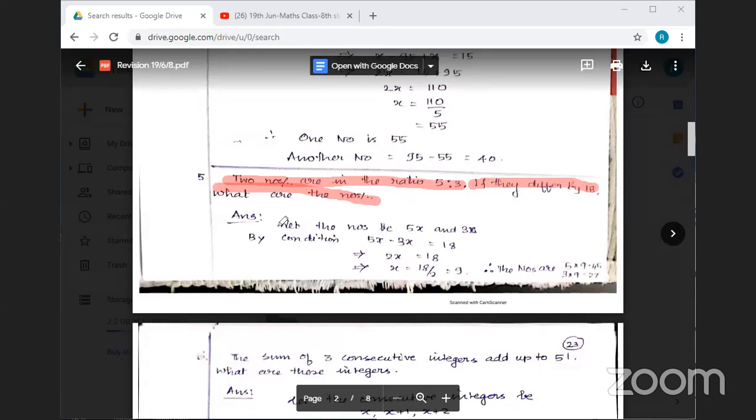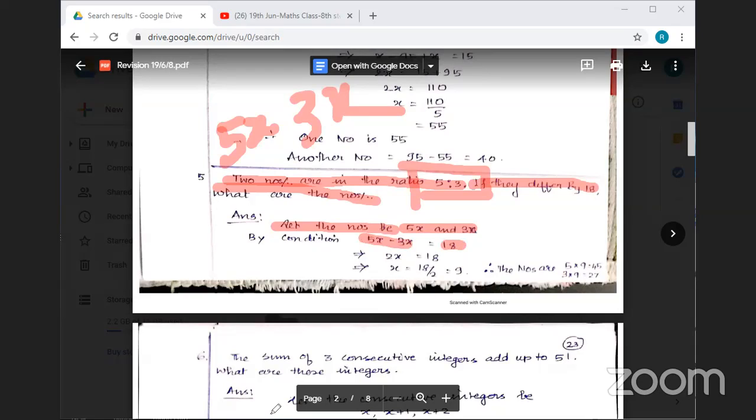Let the two numbers be, if the ratio comes, then what you have to put? You have to put 5x and 3x. It's not a problem. Now, the numbers are 5x and 3x. They differ by 18. Therefore, 5x minus 3x is equal to 18. That's all. Any doubt in this point?